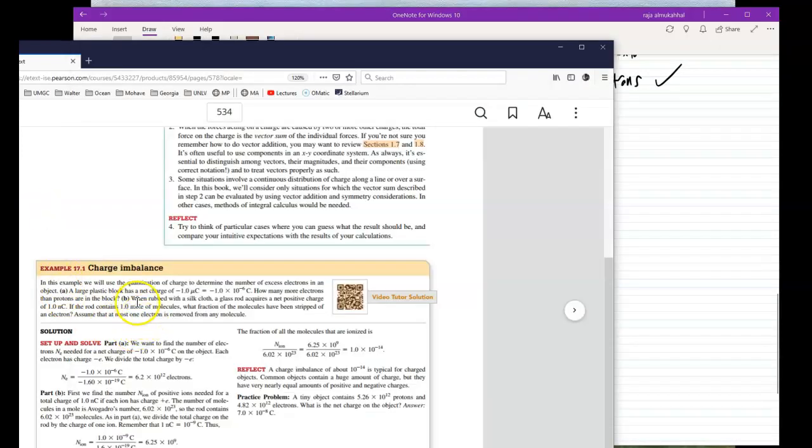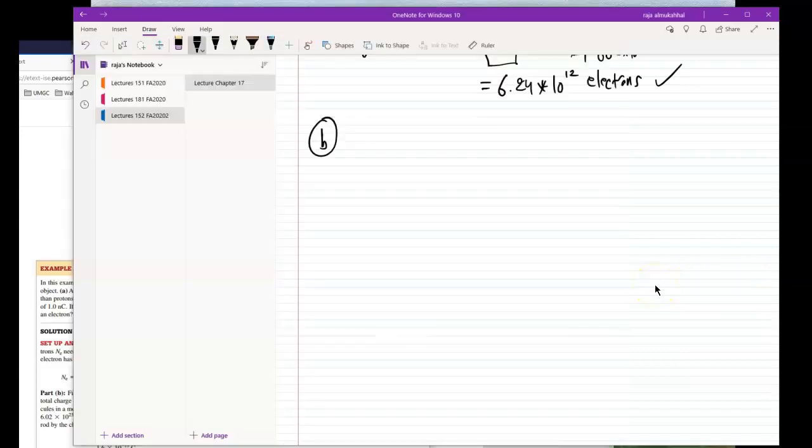He says, when rubbed with a silk cloth, a glass rod acquires a net positive charge of 1 nano. I just did this problem, right? If the rod contains 1 mole of molecules, what fraction of the molecules have been stripped off an electron? Assume that at most 1 electron is removed from any molecule. Okay, so basically what he's saying is the following. First of all, the charge now is 1 nanocoulomb. He said, what is the number of electrons in that 1 nano?